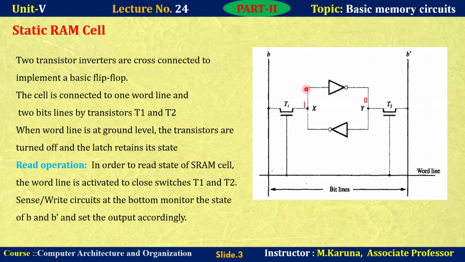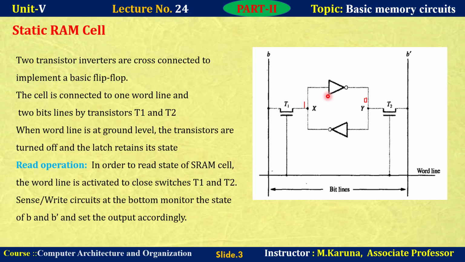If it is 0, then the output of the inverter is 1. So that's what we can say, B and B bar are complements of each other. The sense and write circuit is connected at the end of these bit lines to set the output accordingly.